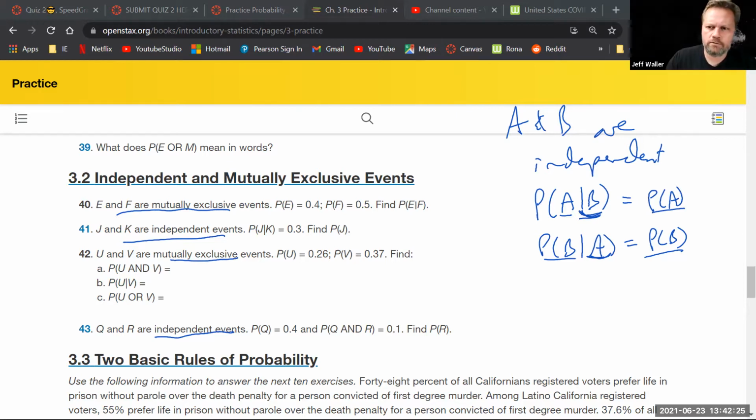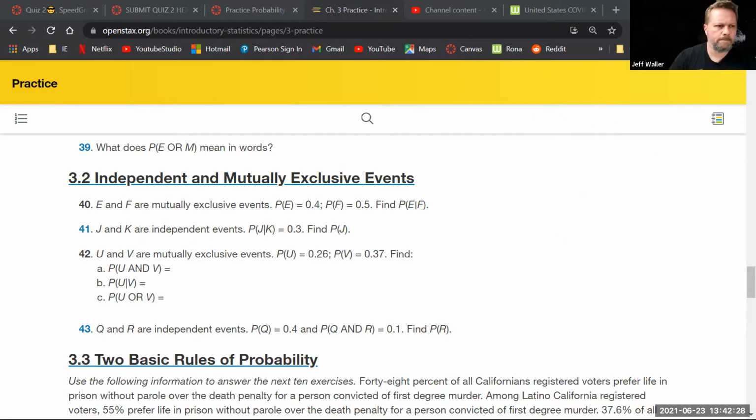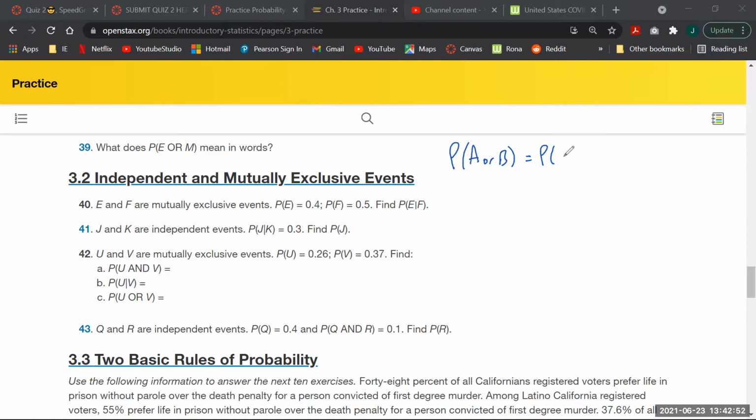Okay, so let me do something real quick. If you haven't really started this chapter 3 homework yet, something you really want to have next to you is all the formulas. What's the probability of A or B? What's that formula? Probability of A plus probability of B minus probability of A and B. Yes, cool. I like it.